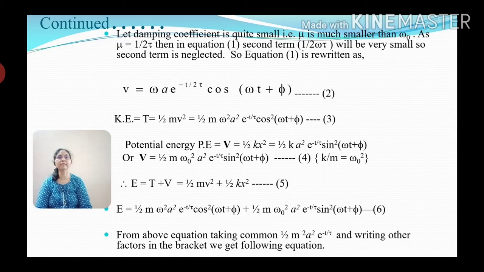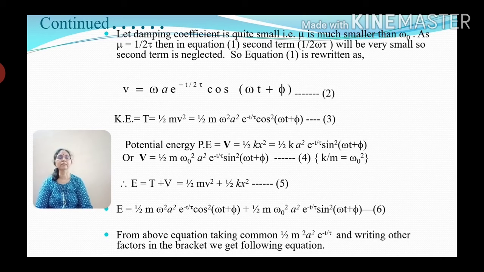What we have done? We have replaced k by m omega 0 square. Therefore, the total energy is equal to the kinetic energy plus potential energy, that is T plus V, which is half mv square plus half kx square. We will substitute equation number 3 and equation number 4 in equation 5, and we are going to get equation number 6.